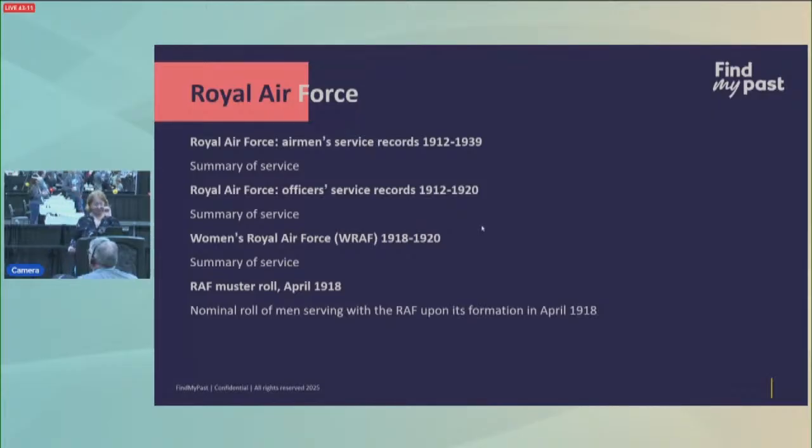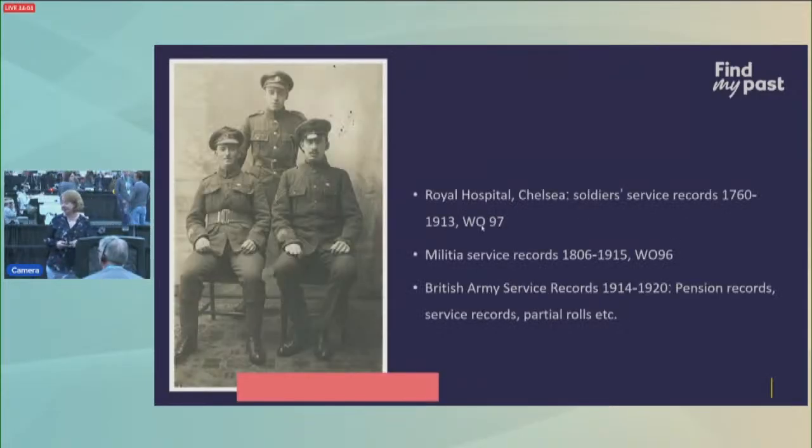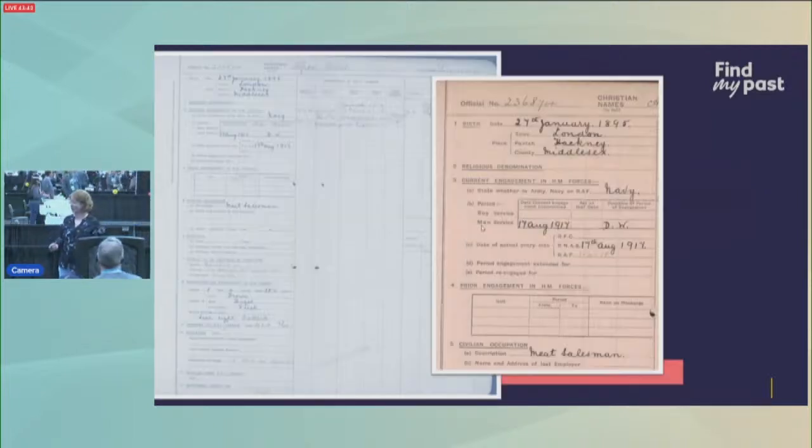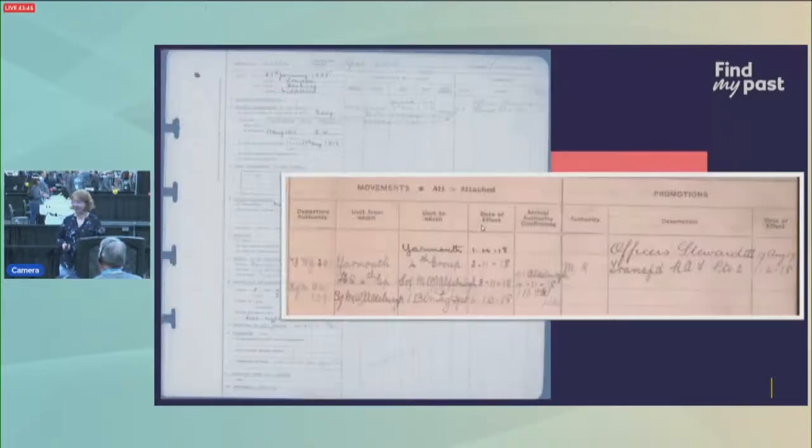Royal Air Force. So those materials include the Royal Air Force Airman Service Record, big one, 1914 and 1920. That includes pension records, service records, and partial rolls of old British Army forms. They're new and a little bit easier to read. So they tend to look like this, and they include, of course, all the service history, often the movements and attachments that they made, and then as they move through their different factors of service.